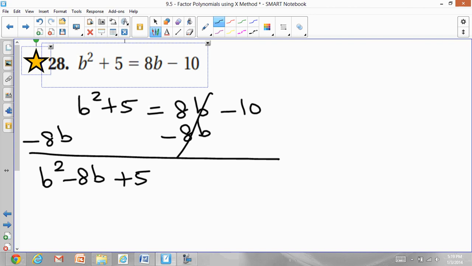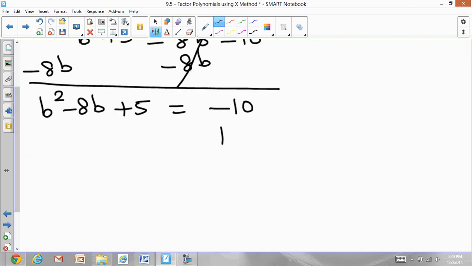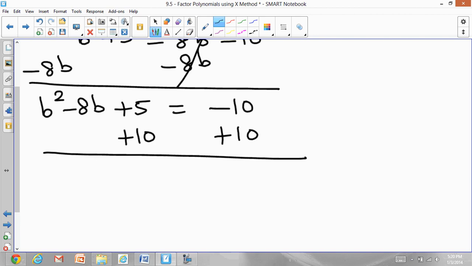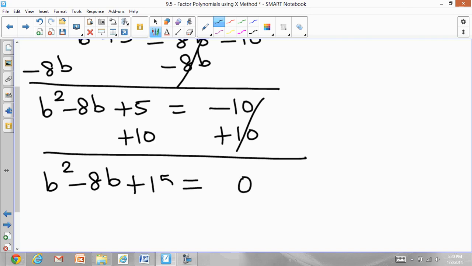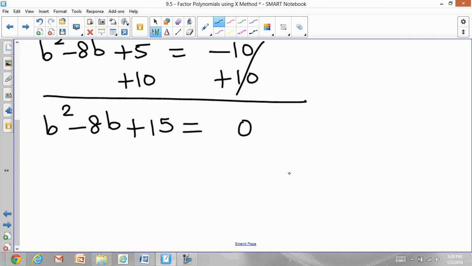I'm just shuffling these two around, equals negative 10. Now comes the next one: plus 10 on both sides. I can write the number below the number. These two cancel out to give you a 0. If there is nothing left on the right side, you just put a 0. So this gives you b squared minus 8b plus 15. Now you can factor the trinomial, the polynomial.